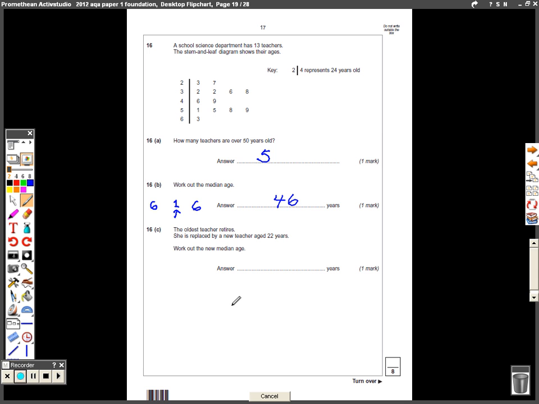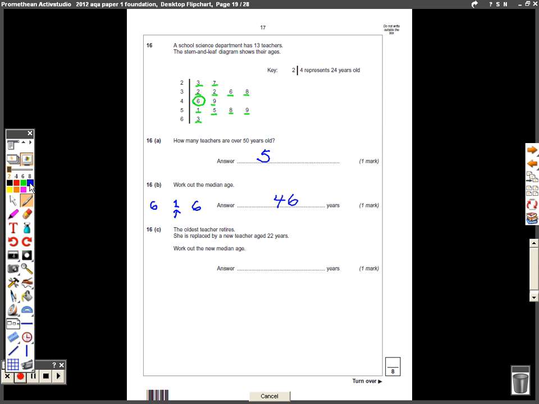Alternatively, I could take the smallest and the biggest, cross them out, the next smallest, the next biggest, cross them out, keep on working my way, smallest and biggest, and eventually I'd end up with 46, and that person is the median.